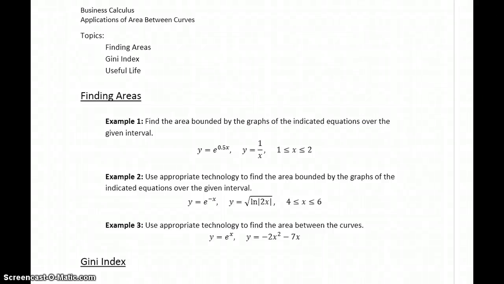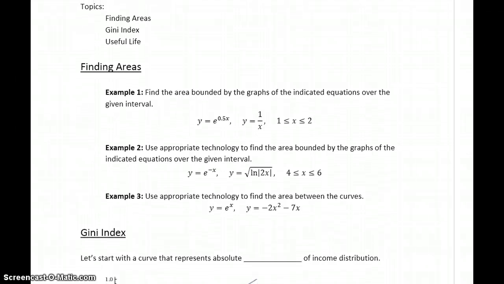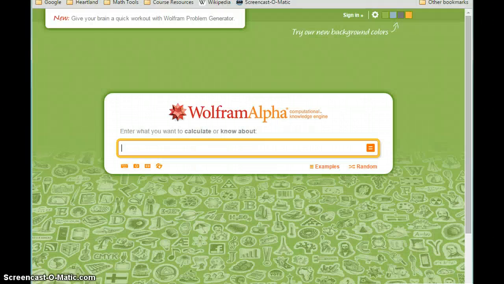Let's take a look at how to find the area between two curves using Wolfram Alpha. Once we have that established, then we'll get into some different applications. What we have in each of these first three examples are some particularly uglier functions that would be a bit of a pain to work by hand, but we can see how using Wolfram Alpha can make this pretty straightforward.